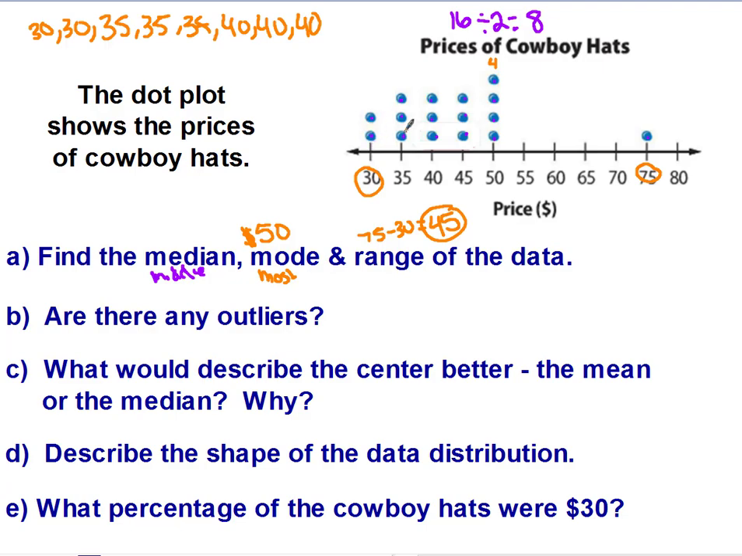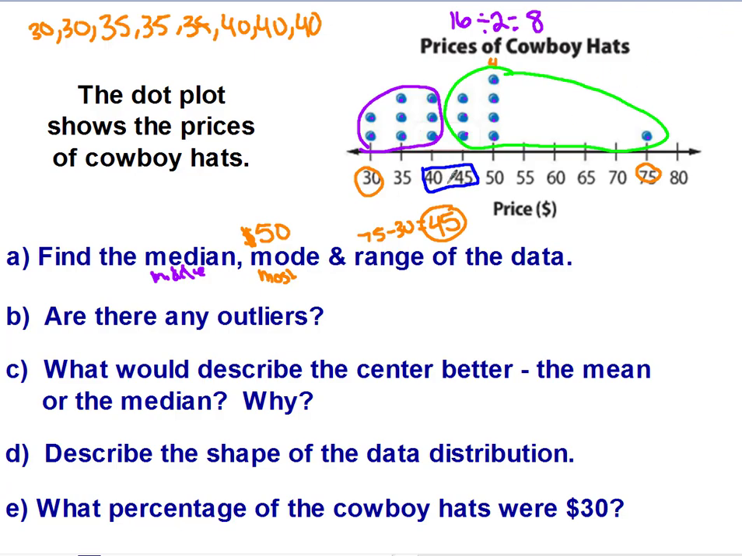So 1, 2, 3, 4, 5, 6, 7, 8. So this is my lower half. Let me change color. 3, 4, 5, 6, 7, 8, and this would be my upper half. Okay, so I don't have a middle dot. So what that means is I am going to have to find it. So it falls between 40 and 45 because I have nothing here.